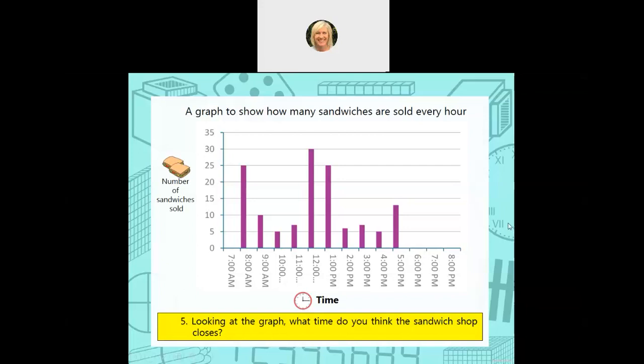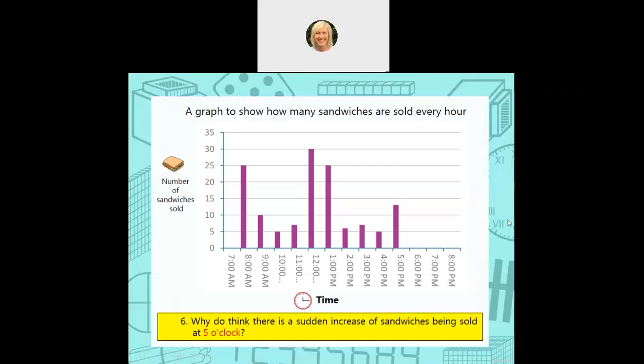Question 5, looking at the graph. What time do you think the sandwich shop closes? Again, using your knowledge of what happens in the outside world. What time does this shop close? And directing your eyes towards these times and what's happening there.